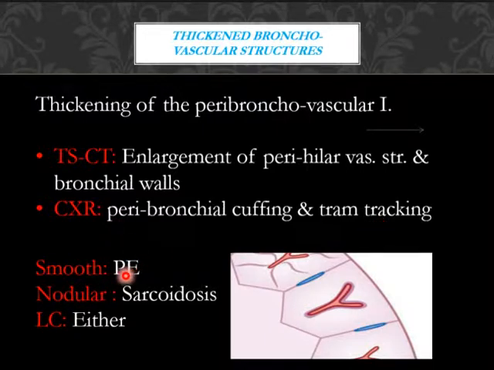They are either smooth, with the walls of the bronchi parallel to each other, or peribronchial cuffing of the wall of the bronchus. They are either smooth in the case of pulmonary edema, or nodular in the case of sarcoidosis. But lymphangitis carcinomatosa can cause either smooth or nodular thickening. This is a case of lymphangitis carcinomatosa, thickened peribronchial interstitium and bronchial walls.